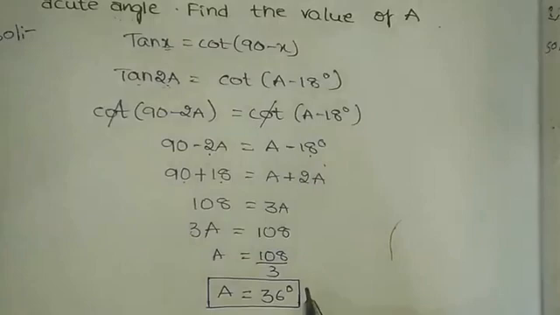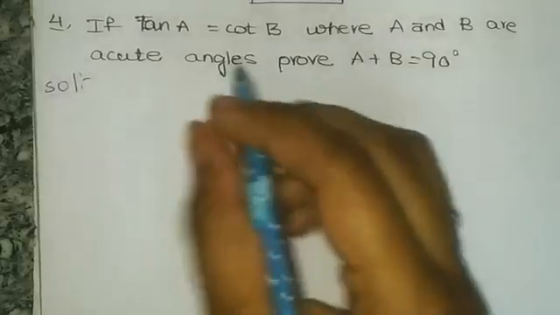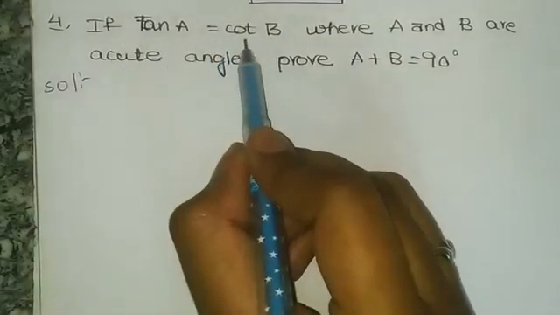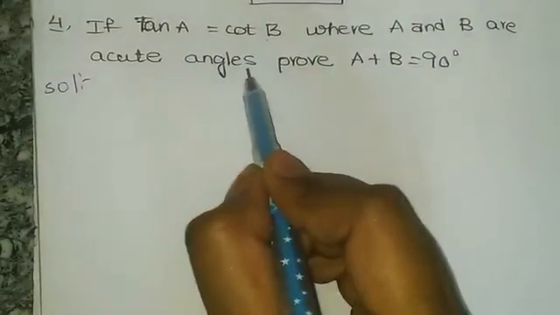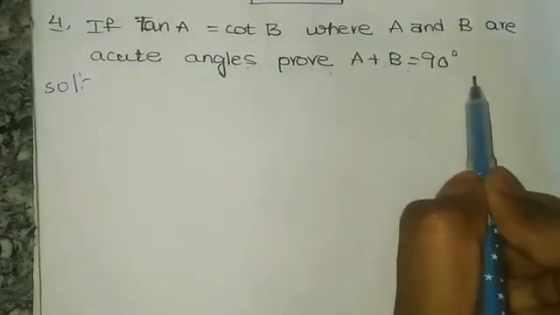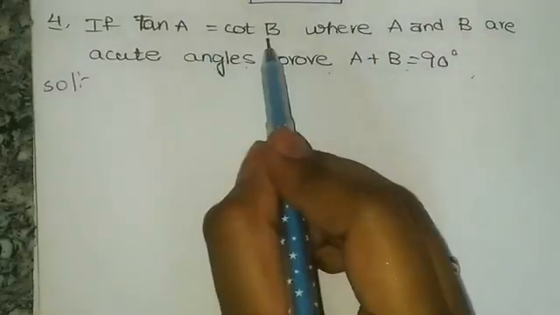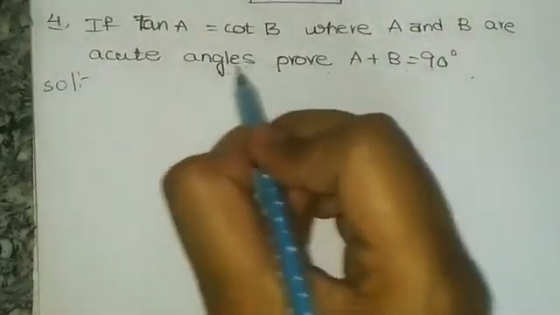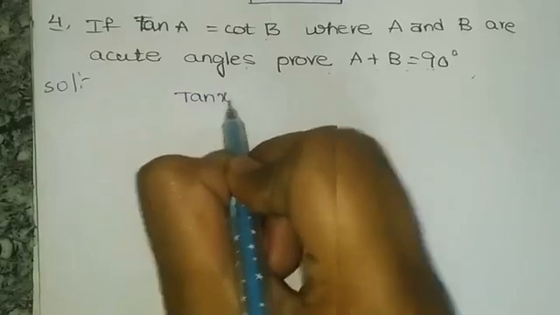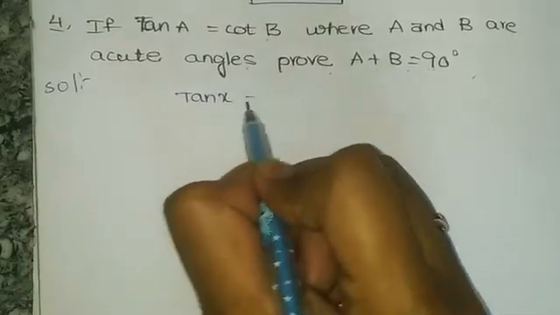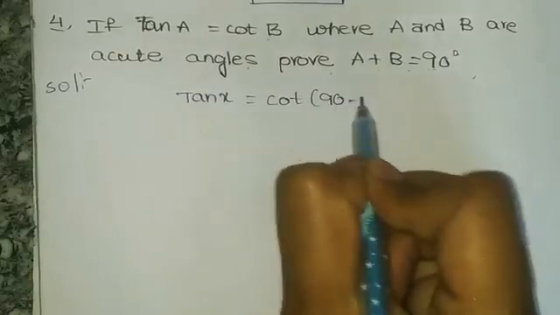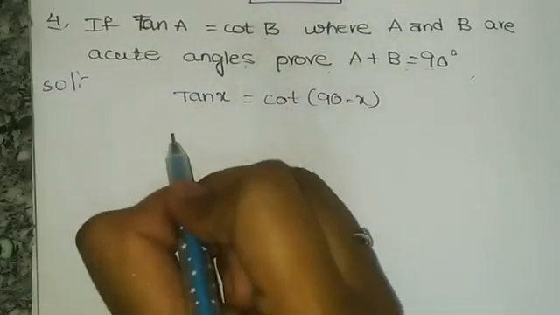Fourth question: if tan A is equal to cot B, where A and B are acute angles, prove that A plus B is equal to 90 degrees. So we have to prove A plus B is equal to 90 degrees. Let us recall the formula: tan x is equal to cot 90 minus x. Let us take the given equation, tan A is equal to cot B. Here A is equal to x. So now I am applying this formula: cot of 90 minus A is equal to cot B.